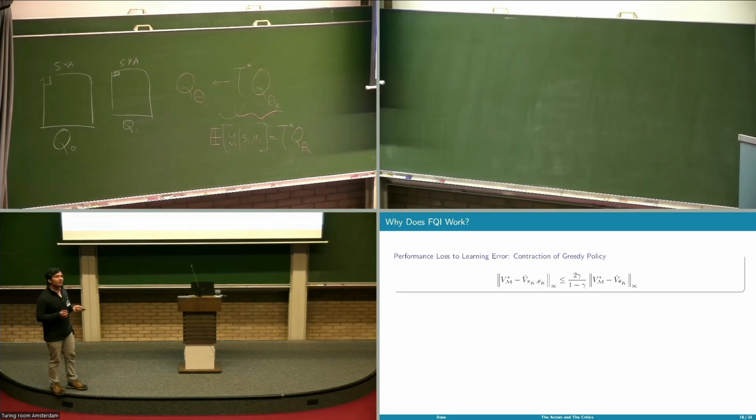Gamma was the discount factor in your value function. Yeah. Are we good?